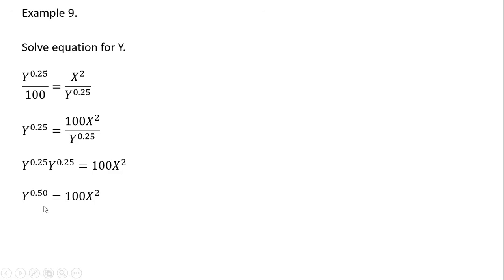And again, I want to isolate the y term. So in order to do that, I am going to square both sides. So y raised to the 0.5 squared is just going to be y. And then we got to square everything on the right-hand side as well. So the left-hand side simplifies to y. The right-hand side, 100 squared is 10,000. X squared raised to the second power is just x to the fourth.